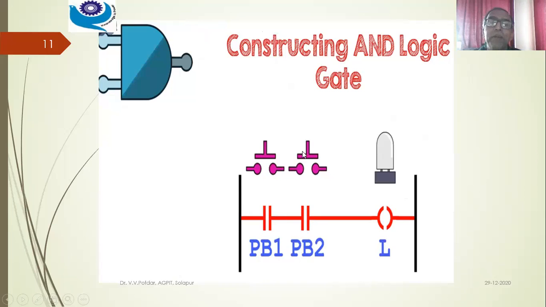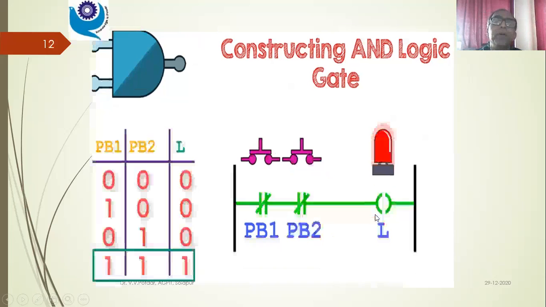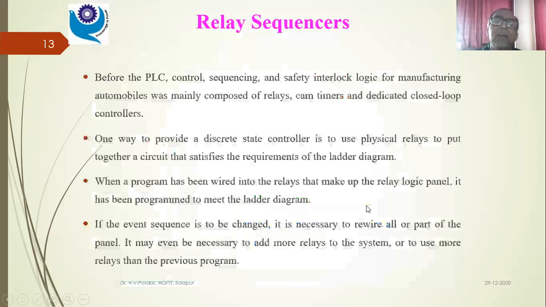So push button 1, push button 2. Only when both are pressed will the light be on. Now this truth table we already know. If this is off and this is off, the light will be off. If one is on and the other is off, the light will be off. If the first one is off and the second is on, still off. Only if both are on will the light be on. This is an AND logic gate. Similarly, other logic gates can also be constructed by using the ladder diagram.